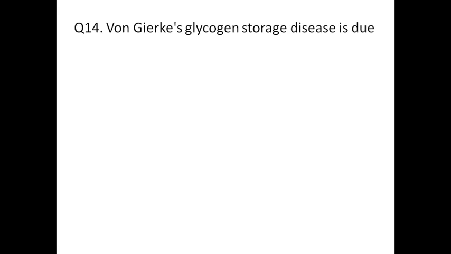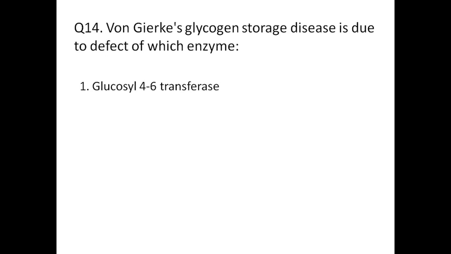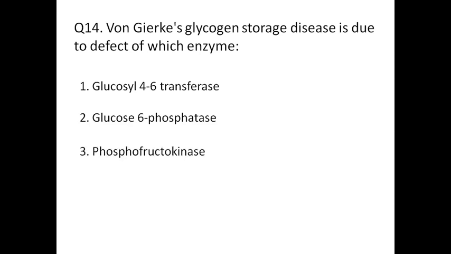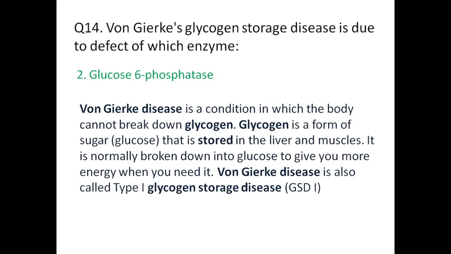14. Von Gierke's glycogen storage disease is due to defect of which enzyme? Glucosyl 4,6 transferase, glucose 6 phosphatase, phosphofructokinase, or glycogen phosphorylase. The right answer is glucose 6 phosphatase. This is a disease condition in which the body cannot break down glycogen. Okay.